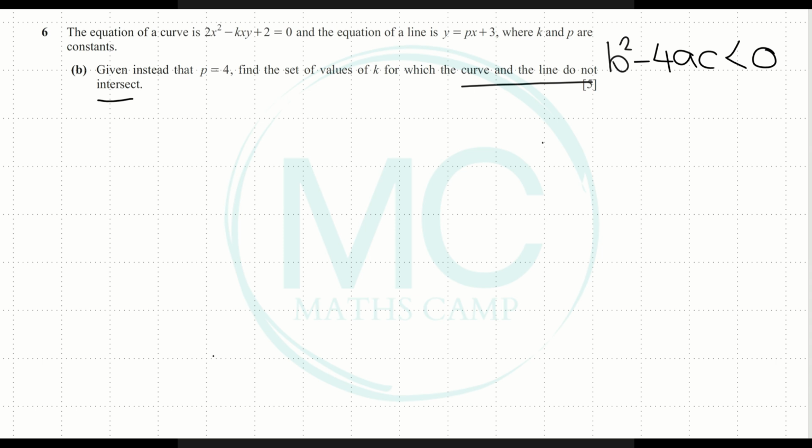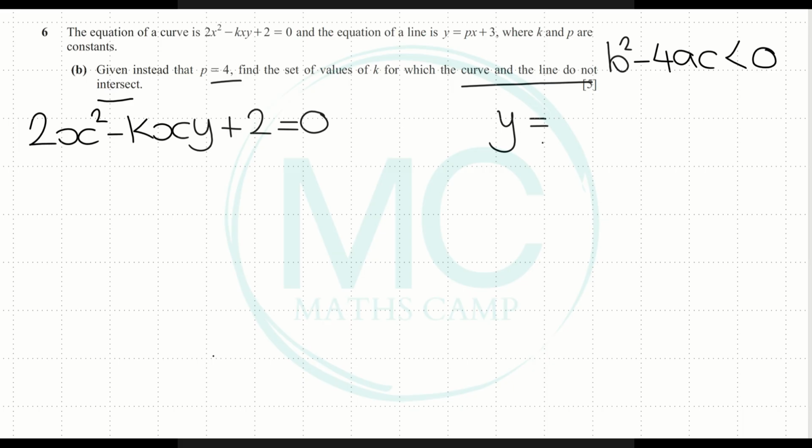To find the values a, b, and c for the discriminant, we need to make our given equations equal. So the equation for the curve, 2x squared minus kxy plus 2 is equal to 0. P is now 4, so the equation for the line becomes y is equal to 4x plus 3. These equations are equal, which means y over here is equal to y over here.